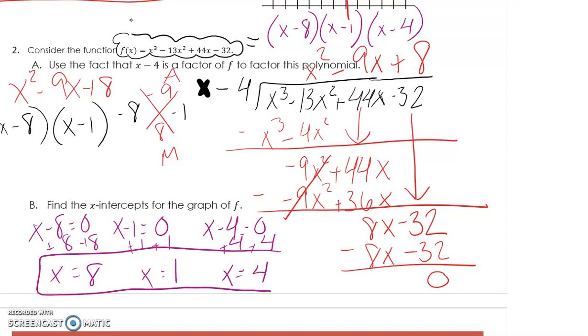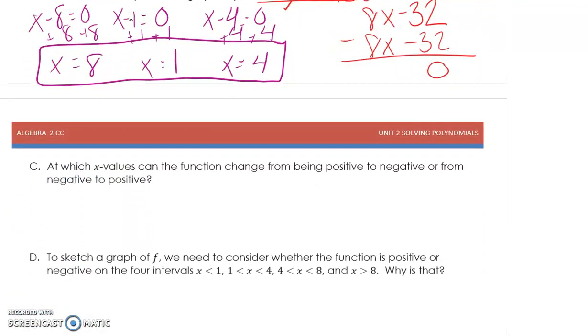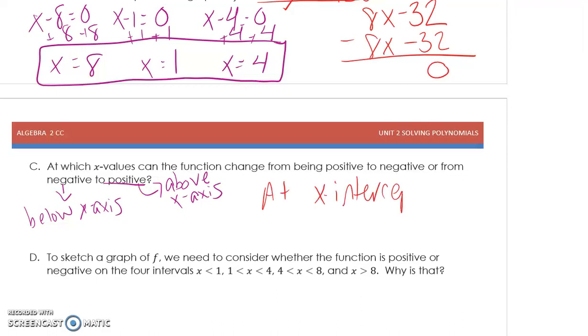And there are the x-intercepts. So if we go down, it says at which x values can the function change from being positive to negative or negative to positive? Remember what negative means is below the x-axis, or the y values are negative. Positive means above the x-axis, or where all of our y values are positive. And where this can all occur is at the x-intercepts. And another word for that are the zeros.